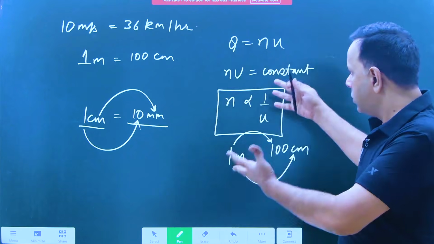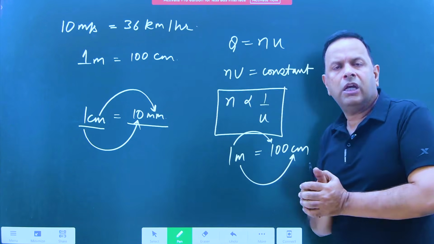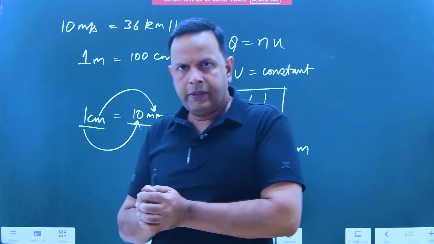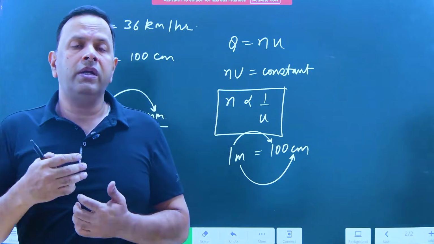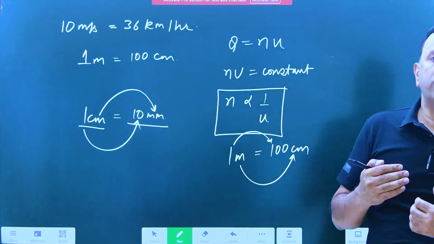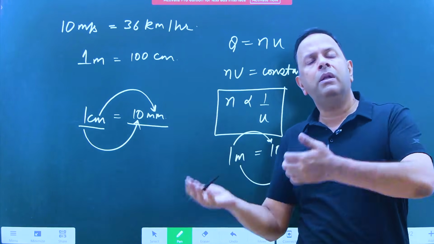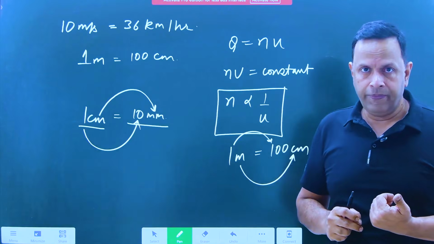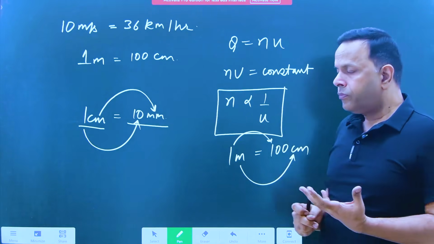Fine. So this is another aspect of unit that if you change the system of unit, the number and the unit will change with inverse variation. If you make one thing double, the second thing will become half. Okay.